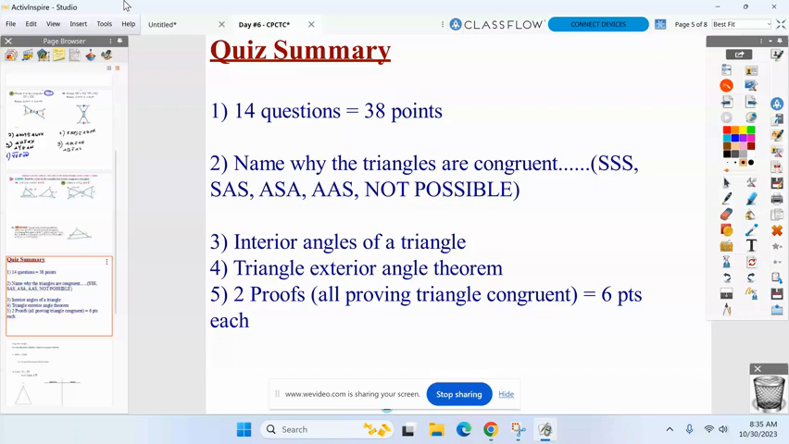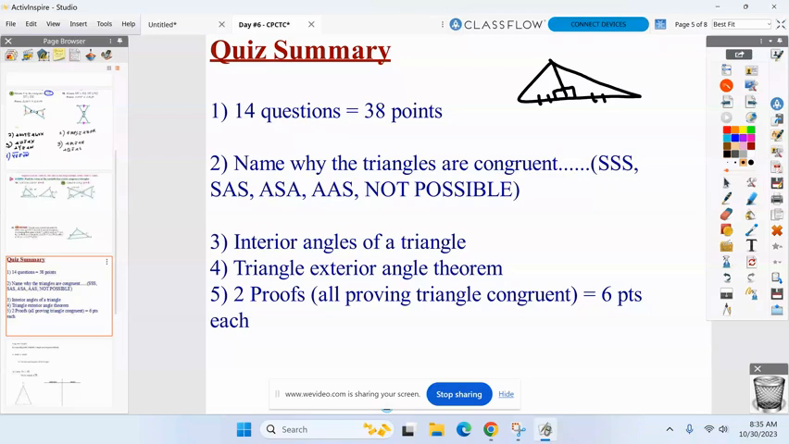Just a quick example of what I'm talking about here. Number two, I'll throw two triangles up and say, are they congruent or not? If they are congruent, what's the method? Not possible might be a method. Also to remember, what are the two things you're allowed to mark on your own? Because I will not mark them for you.